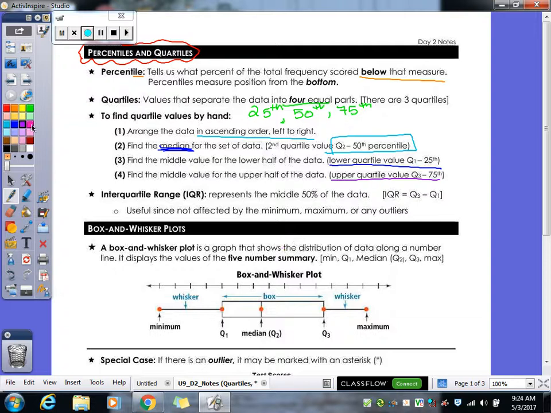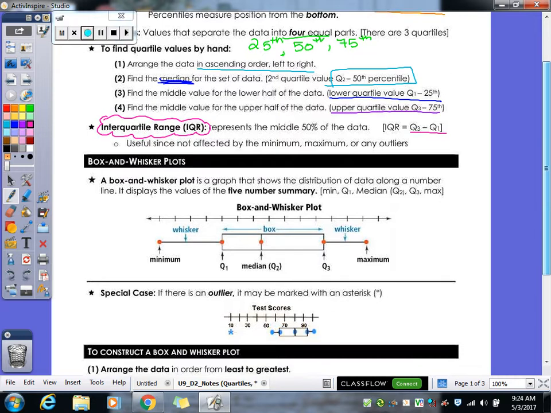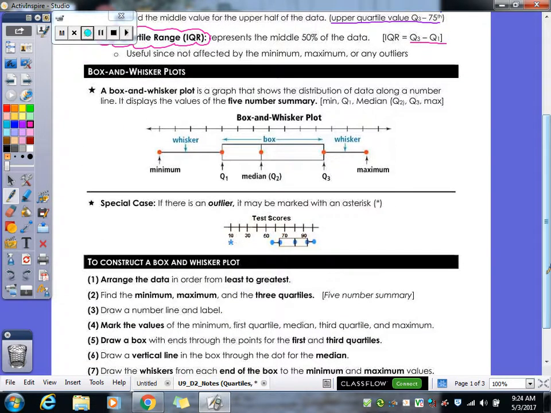So now another value we're asked for occasionally is your interquartile range. We also shorten that down into your IQR. All that is, that's your Q3 minus your Q1. So once you get your first and your third quartile, subtract them. That's going to be your interquartile range. So down here we have an example of a box and whisker plot. Sometimes they shorten this down and they just call it a box plot.